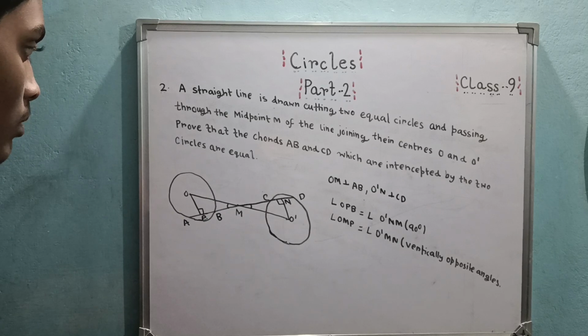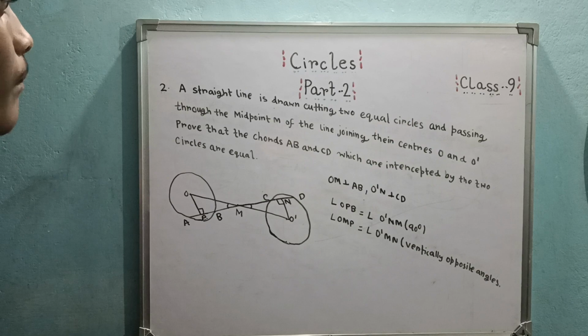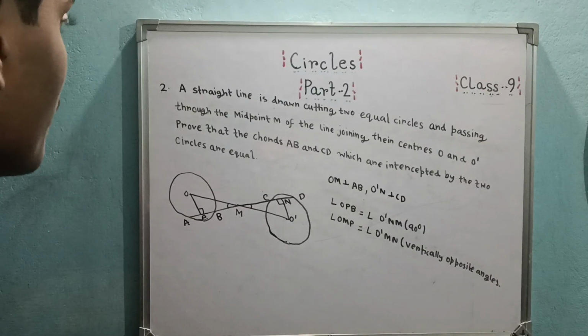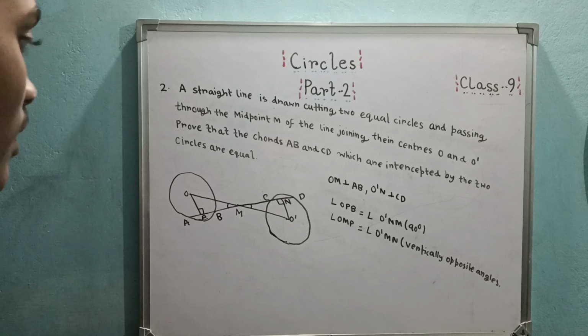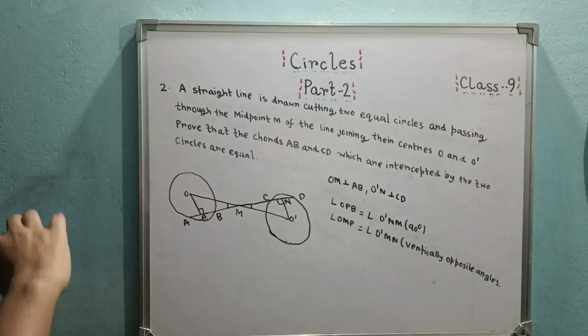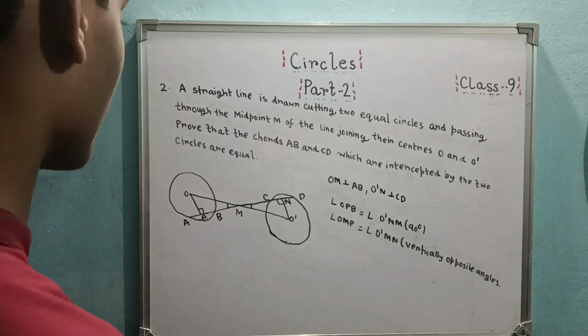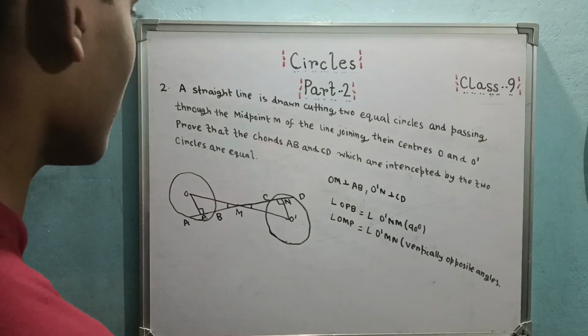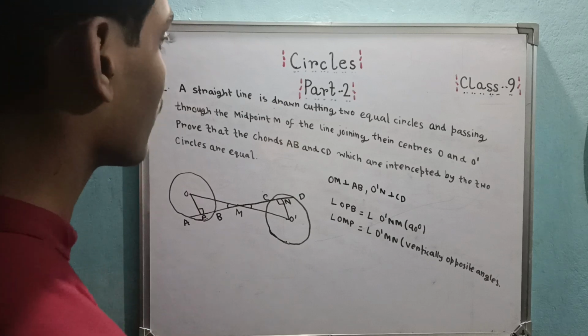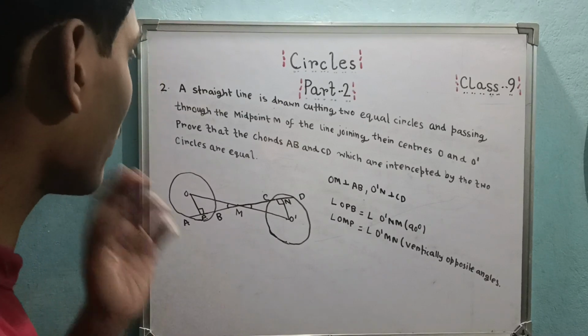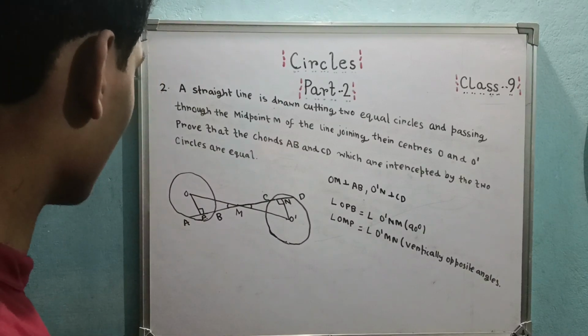So O dash C, I can't do that. What else can I do? Prove that the midpoint of the line joining the centers O and O dash. It's quite tough. I am getting confused actually. To prove that they're congruent, you have to be smart.